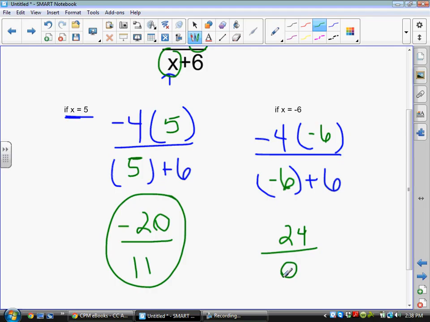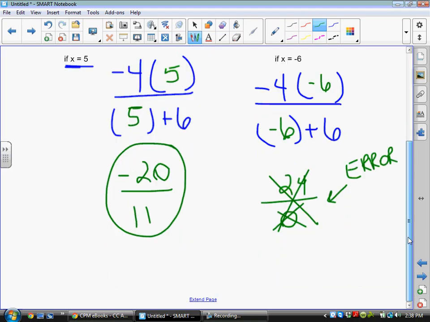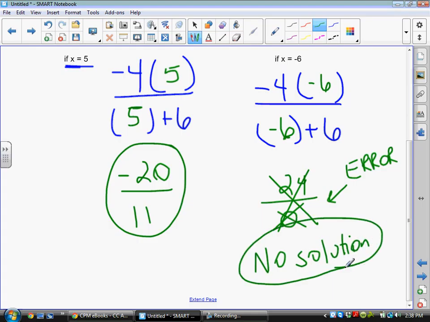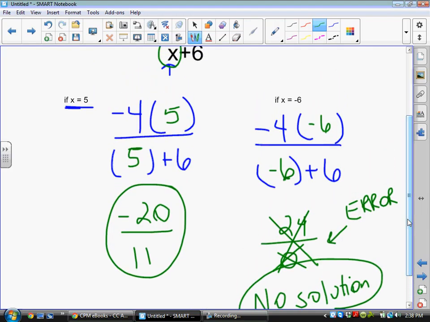Now, we should have heard in class that that is not allowed. You're not allowed to divide by 0. If you type this in your calculator, you're going to get an error. So when I do that, that means there's no solution. I'm not allowed to divide by 0. So I can't just simply get rid of that 0. I have to say no to the whole thing. So there is no solution if you want me to evaluate the expression when x is worth negative 6. So there's no answer if you get a 0 in the denominator of a fraction.